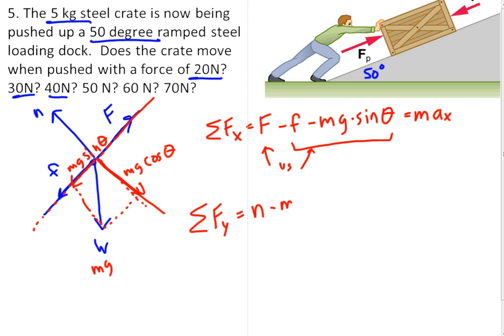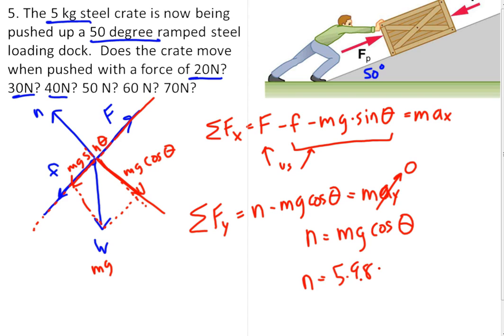Before we can do that, though, we're going to write Newton's second law in the y direction. So it's normal, because it's positive going up, minus mg cosine theta, equal to mass times acceleration in the y direction. Since our object is not accelerating along the y-axis here, we're going to set that equal to 0, which is nice because that just tells us that the normal is mg times cosine theta.